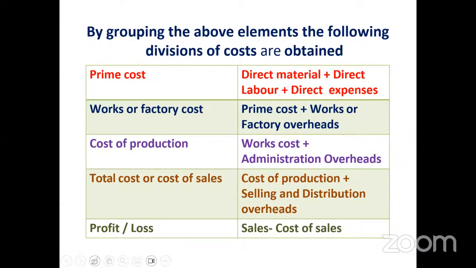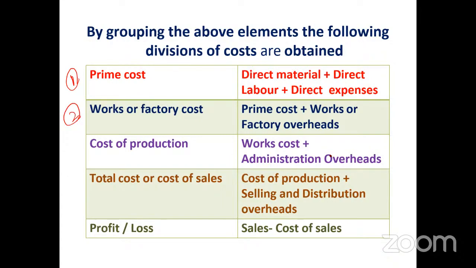Okay. So whenever we are taking this direct component, simply we are getting the first one. So this is equation 1. Simply we can say this is the prime cost. So if we add the factory overheads to the prime cost, then we are getting the second one, that is works cost or factory cost.